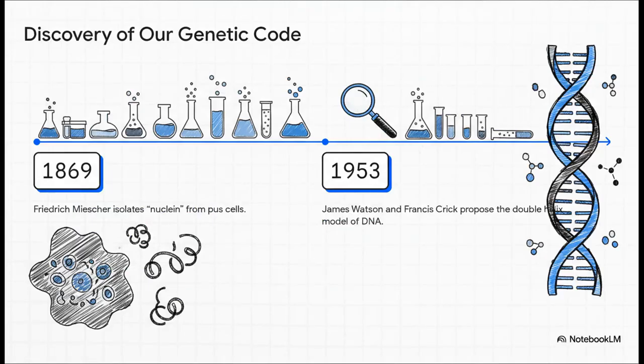Now, figuring this all out wasn't something that happened overnight. Not at all. It was this incredible journey of discovery that took almost 100 years. It kicked off way back in 1869, when a guy named Friedrich Miescher first found this stuff he called nuclein. And it wasn't until 1953 that Watson and Crick finally gave us that iconic image of the double helix.